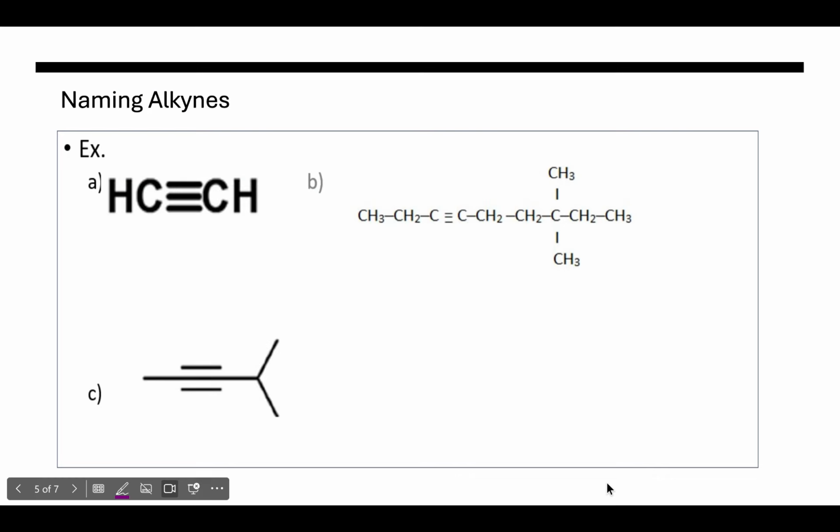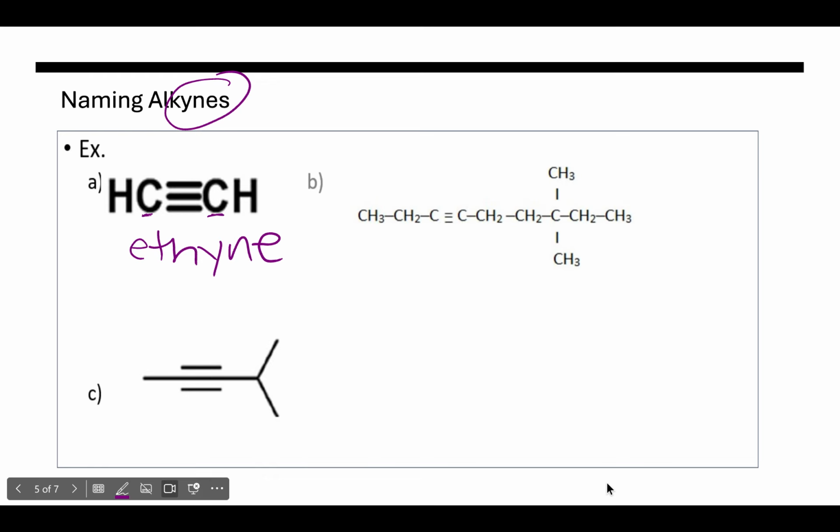Moving on to alkynes, if it's an alkyne, you have a triple bond. So for this first one, you have just 2 carbons, and you don't need to say where it is because you could approach from either direction. You'd have the same shape. It's the exact same compound. So this would just be Eth, meaning 2, and then end in YNE. Again, we don't need to say where that bond is because it's only one place to put it.